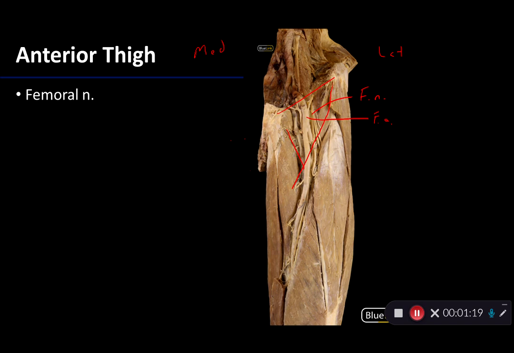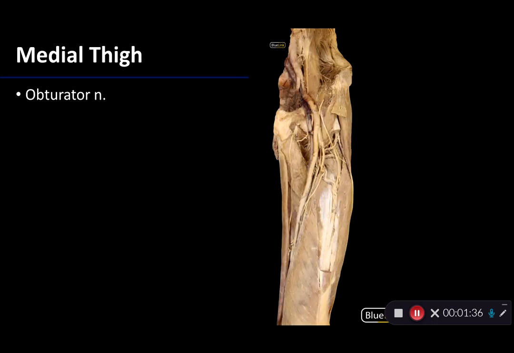So the femoral nerve, which we can see rather gracefully fanning out or ramifying here, is the innervation to the anterior compartment of the thigh. Moving right along to the medial thigh, let's remind ourselves of the muscles that we're discussing here at the medial thigh. That would be these beauties.